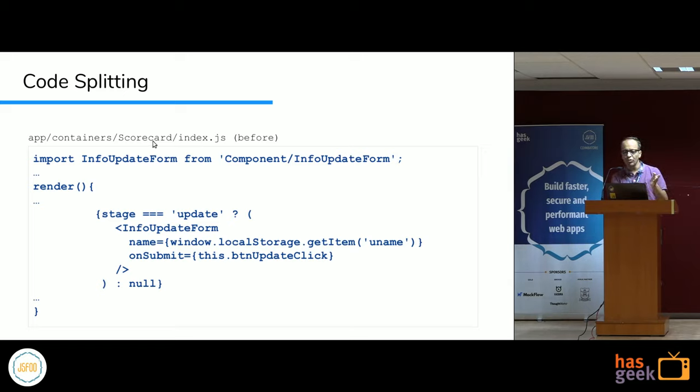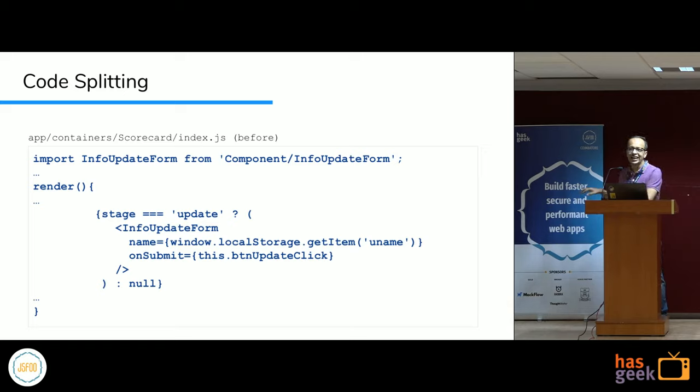This is for our scorecard view. There is a scorecard view where the scorecard is supposed to appear for that particular user. However, if the user is in a certain stage, which is update here, so if a user hasn't updated all his data, then we want to show him a form called info update form. That is how this functionality is set up here, right? If the stage is update, show him the info update form, else just forget it. However, the import is again static. What this means is that the scorecard JS bundle always includes the info update form related code, whether it is shown to the user or not displayed to the user.